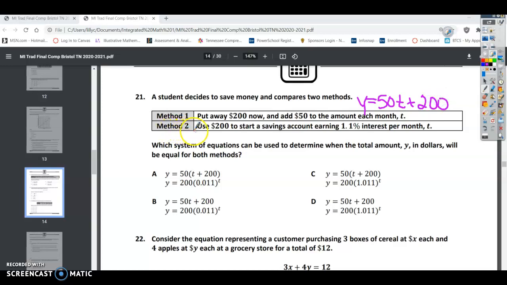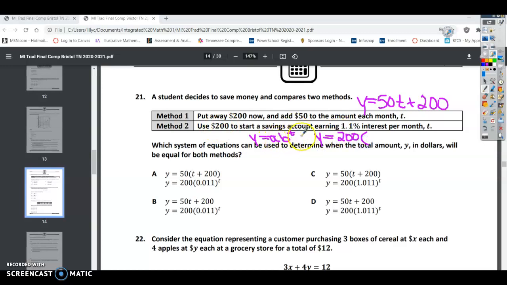All right, and method 2 says use $200 to start the savings. So again, they're going to have an initial amount of $200 and earns 1.1% interest per month. So when we're earning a percent and it's above 1%, that is a growth, exponential growth. So this equation is going to be y equals a times b raised to the t power. So y equals, again, the initial amount is 200.